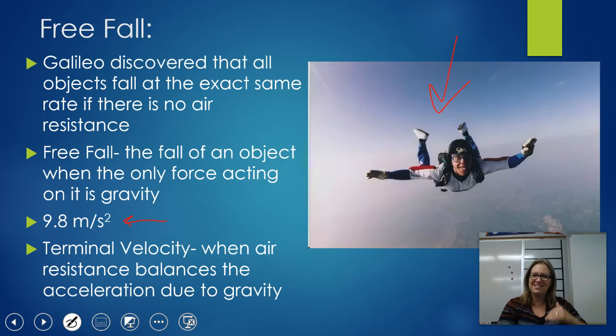And so every second you're falling, your speed is going up at a rate of 9.8 meters per second. Okay, that's kind of how that acceleration works, until you hit this thing called terminal velocity.